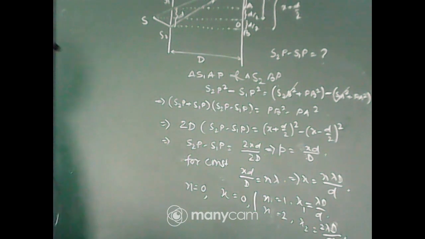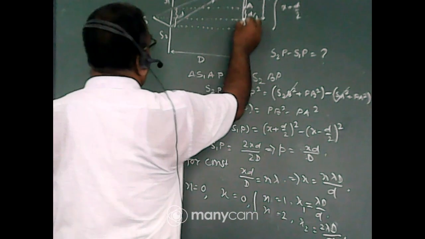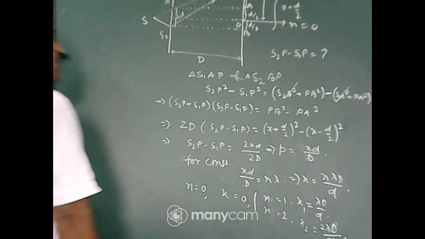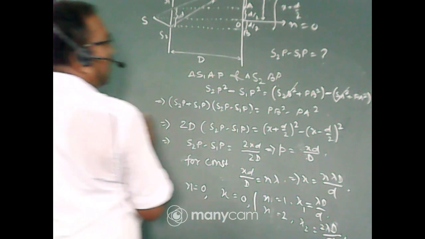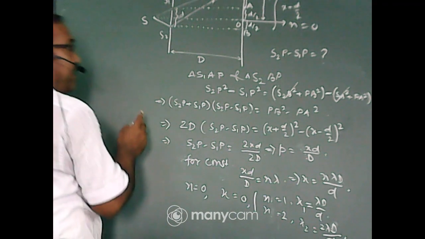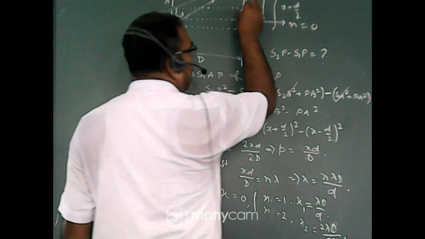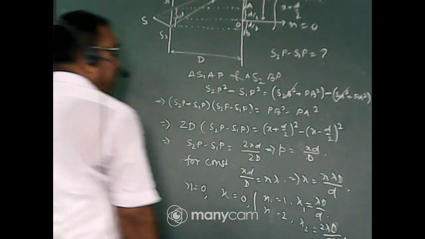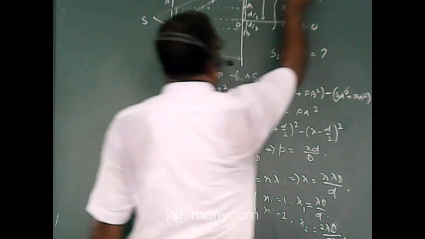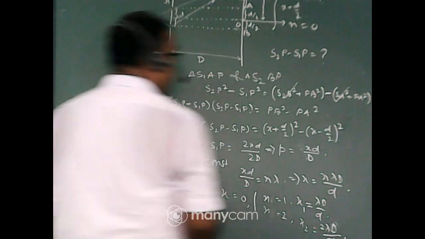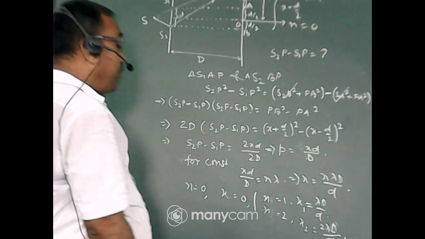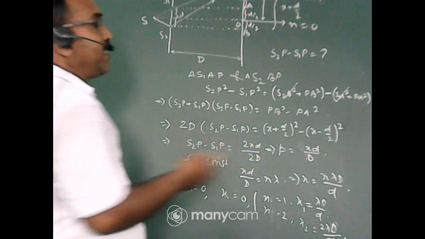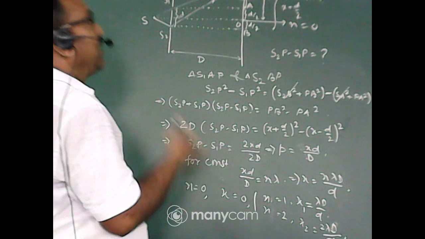So, if you consider this, this is the central, this is n equal to 0. The first maxima means bright fringe. If you consider the first dark fringe, suppose you consider n equal to 1, first bright fringe. n equal to 2, second bright fringe. So what will be the fringe width? That means n equal to 2 minus n equal to 1, n2 minus n1, n1 minus n0.